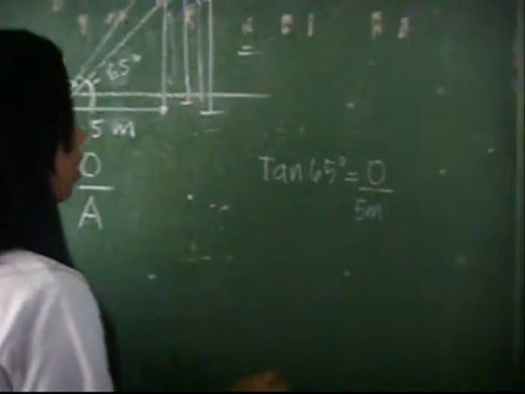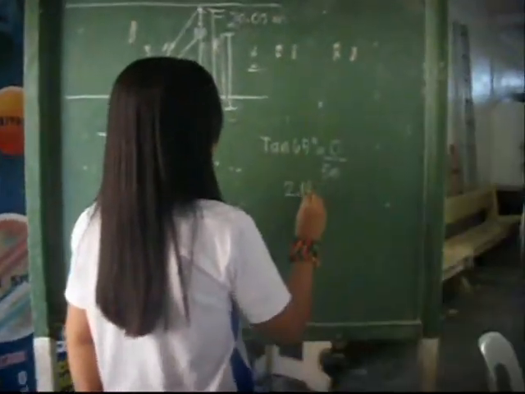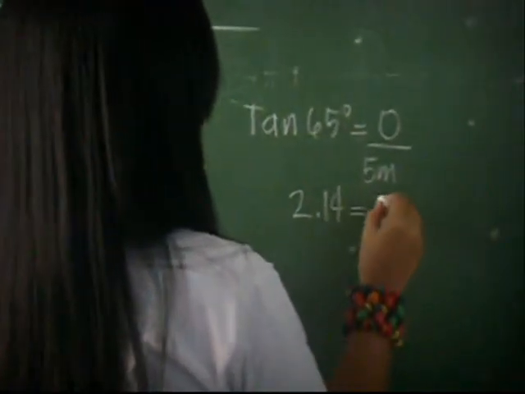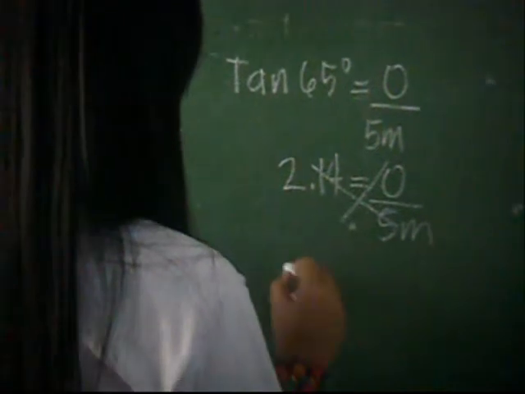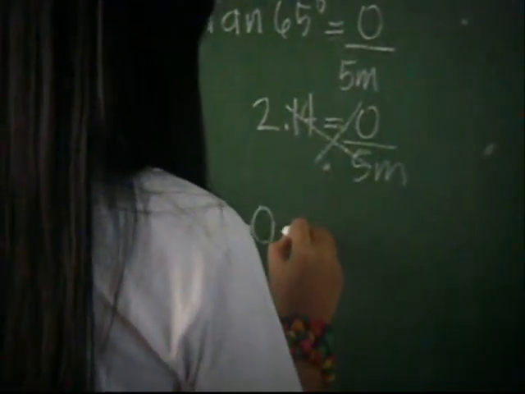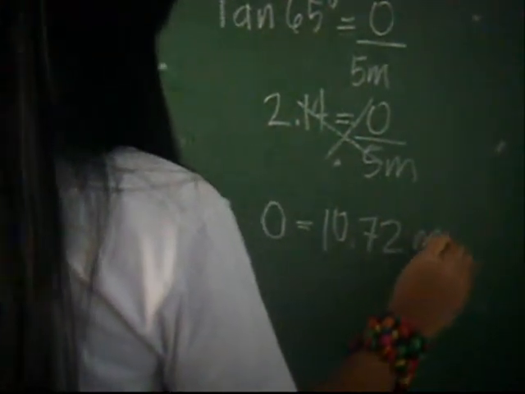Tan 65 is equal to 2.14. Cross multiply, opposite side of the triangle is equal to 10.72 meters.